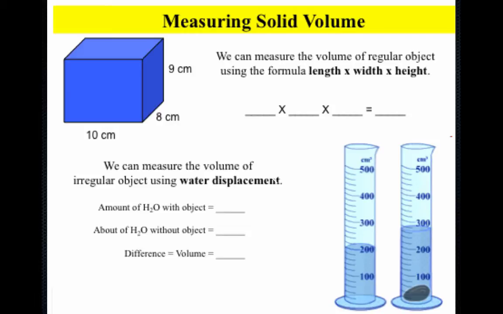What you would do is put a set amount of water within a graduated cylinder and record the volume of that water. Then you place the irregular object into that graduated cylinder with the water, and record the new volume of the graduated cylinder. Then you subtract the two values, and that difference will be the volume of the irregular object.